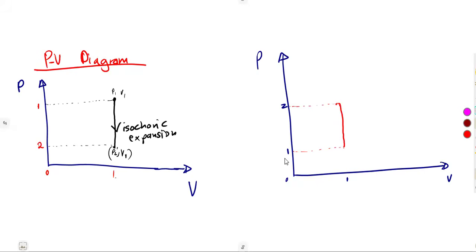But the issue is we are starting from P1 going to P2 like this, from a smaller value to a bigger value. So this one will be a compression. So that's an isochoric compression.